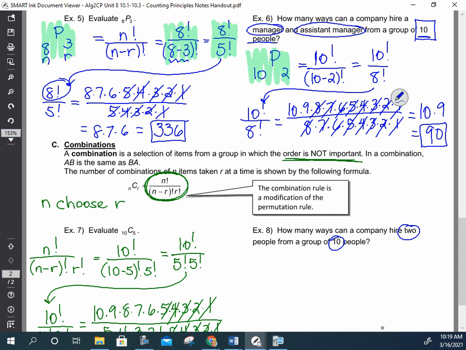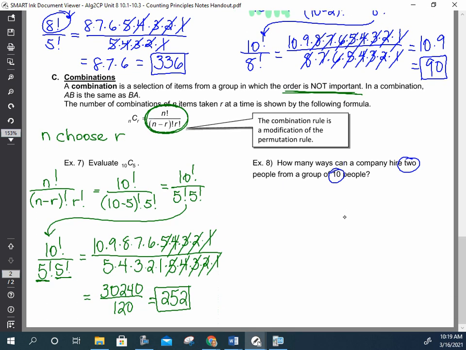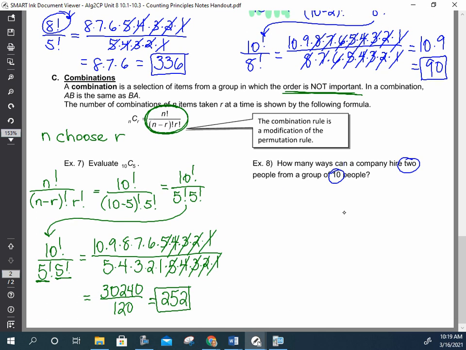The more specific the problem is, that makes it a permutation. So you got to follow a permutation. If it's vague, or if it's just in general, that's a combination. So if it's more specific, it's a permutation. If it's vague, or if it's general, then it's a combination. That make sense?